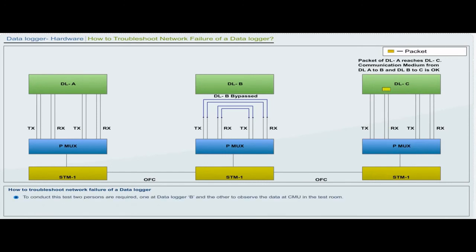To conduct this test, two persons are required, one at data logger B and the other to observe the data at CMU in the test room. If data of data logger is coming to test room in multiple directions, data paths of other directions are to be disconnected at the FEP in the test room while observing the data in the test room.